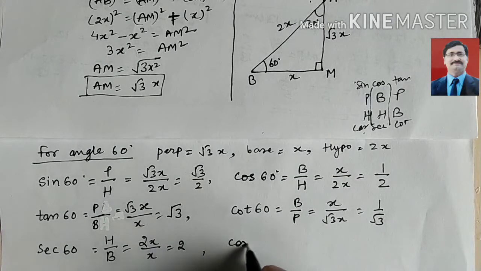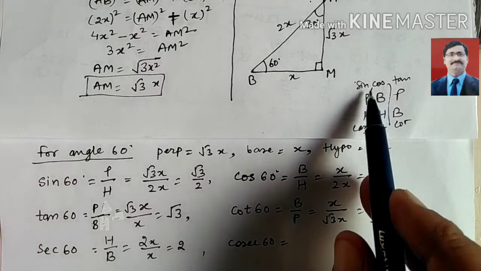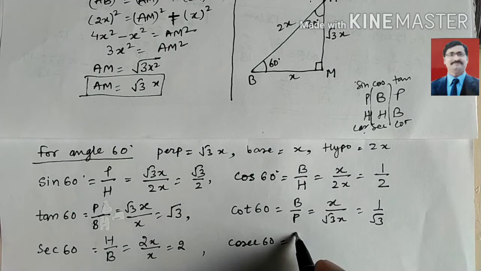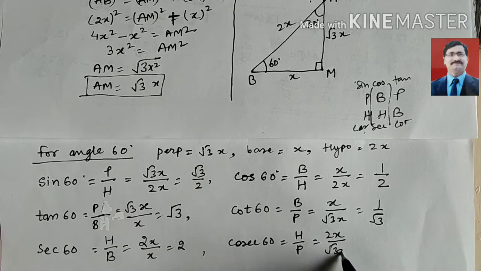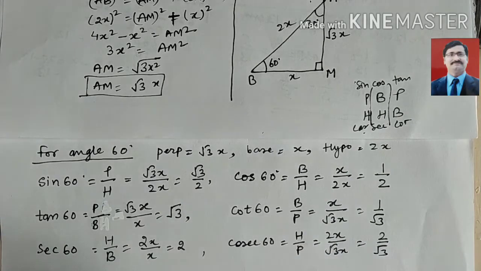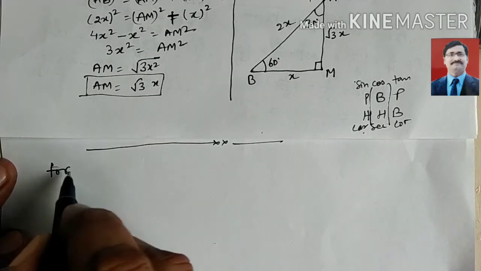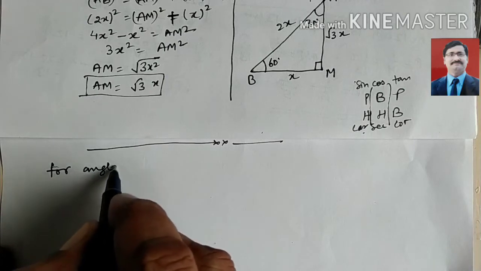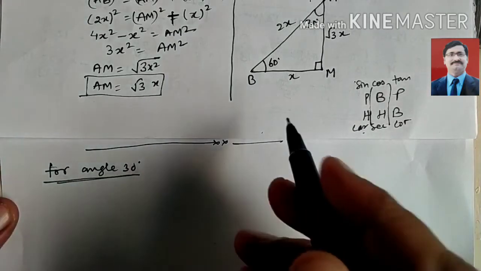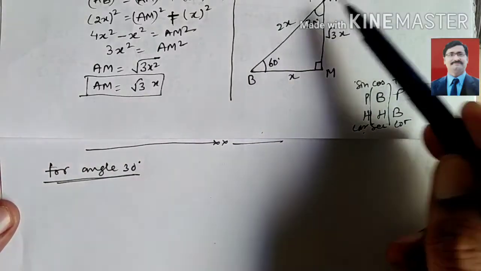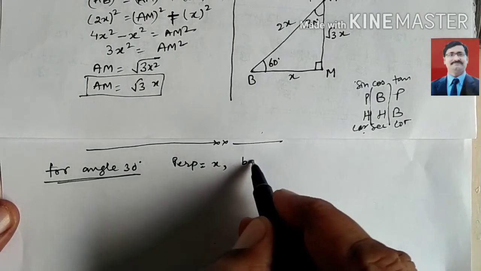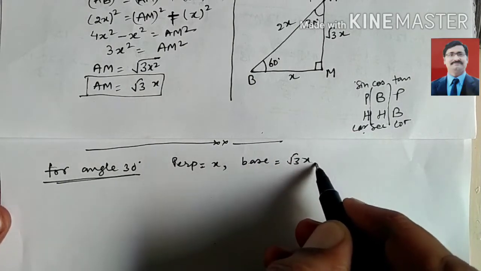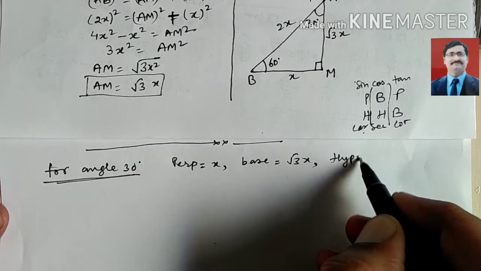Okay, cosec 60 we have to find. Cosec 60 means hypotenuse upon perpendicular. Hypotenuse here is 2x and perpendicular is root 3 x. So you get here 2 upon root 3. So this way you can find the values for angle 60 degrees, and for angle 30 degrees you can check. For 30 degrees, perpendicular is equal to x, base equal to root 3 x, and hypotenuse is equal to 2x.